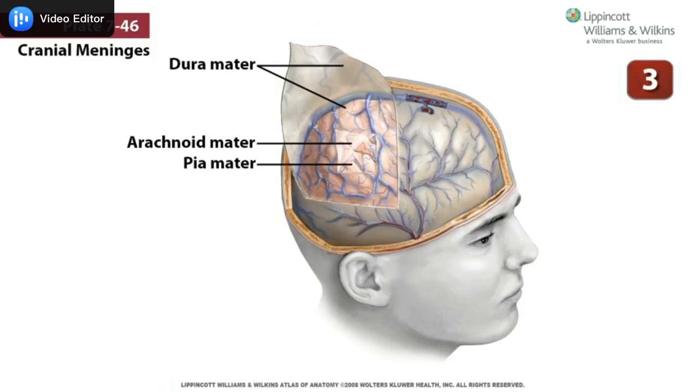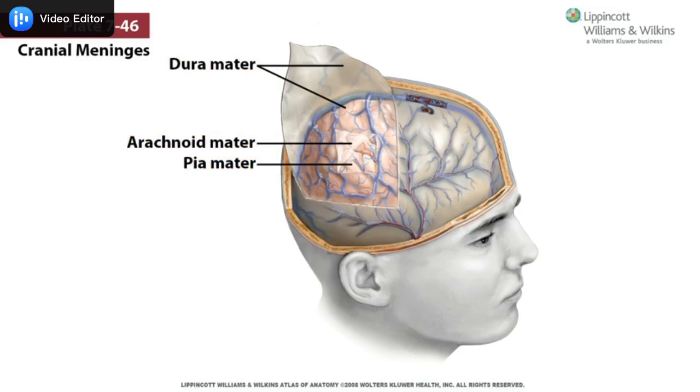Three layers of connective tissue membranes called the meninges cover the central nervous system. The cranial meninges cover the brain. The spinal meninges cover the spinal cord and nervous structures extending from it. They protect and nourish the nervous tissue that they surround. From superficial to deep, the meninges are the dura mater, the arachnoid mater, and the pia mater.